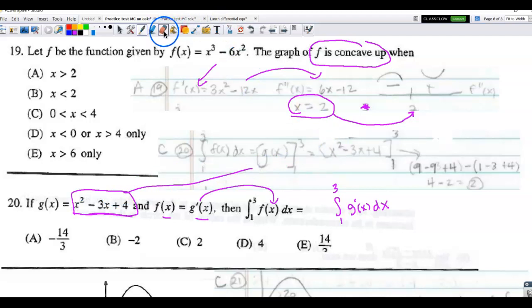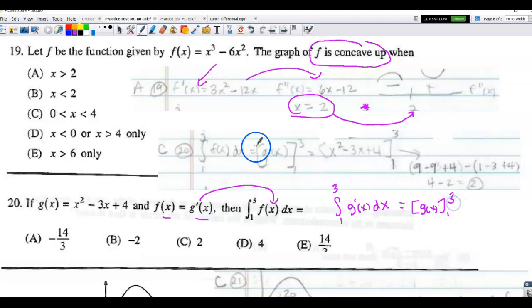I mean, not the antiderivative of the quadratic function. That is the antiderivative, because the antiderivative of g prime is g of x evaluated from 1 to 3, which is what you can see here. So I'm just going to substitute 3, the upper bound, minus 1, the lower bound.